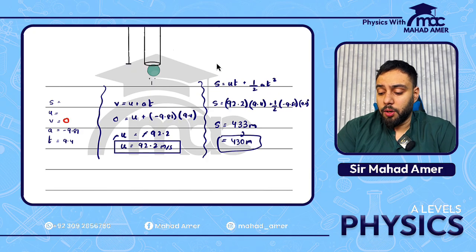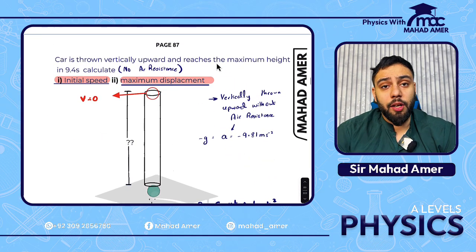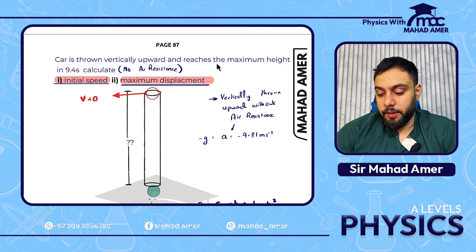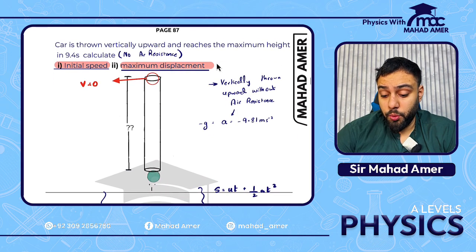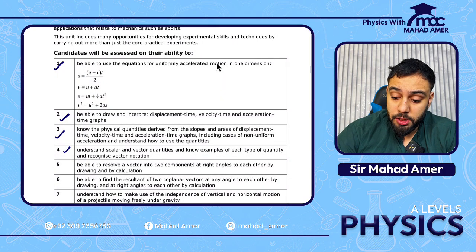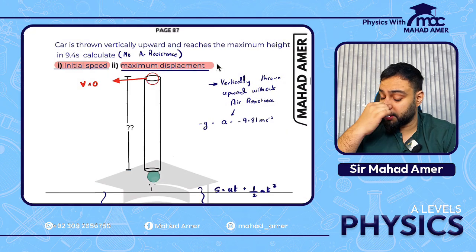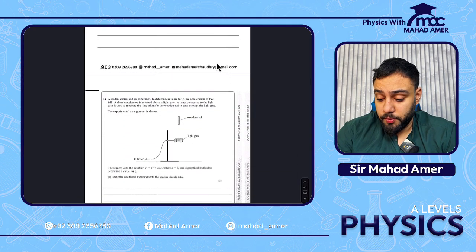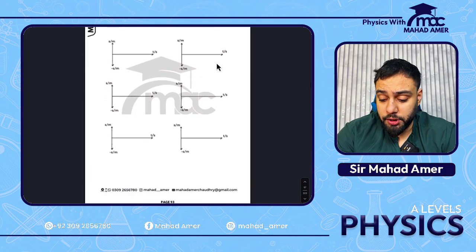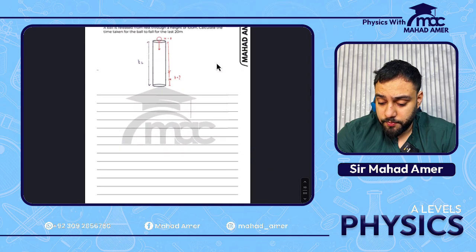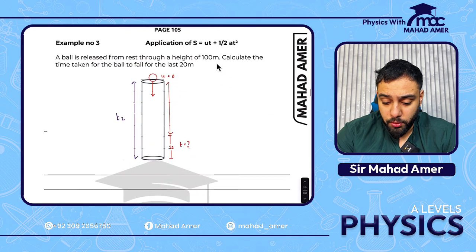Okay. Now this is the basic understanding of the vertical throw. In the first lecture, we discussed the basic understanding of what to do. And in the second lecture, we are pretty much done with uniformly accelerated motion in one dimension for the starters. All right.